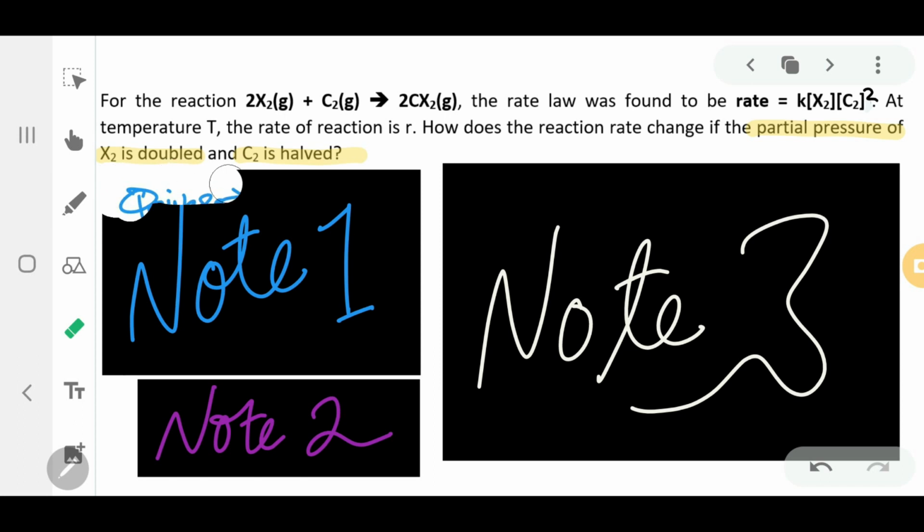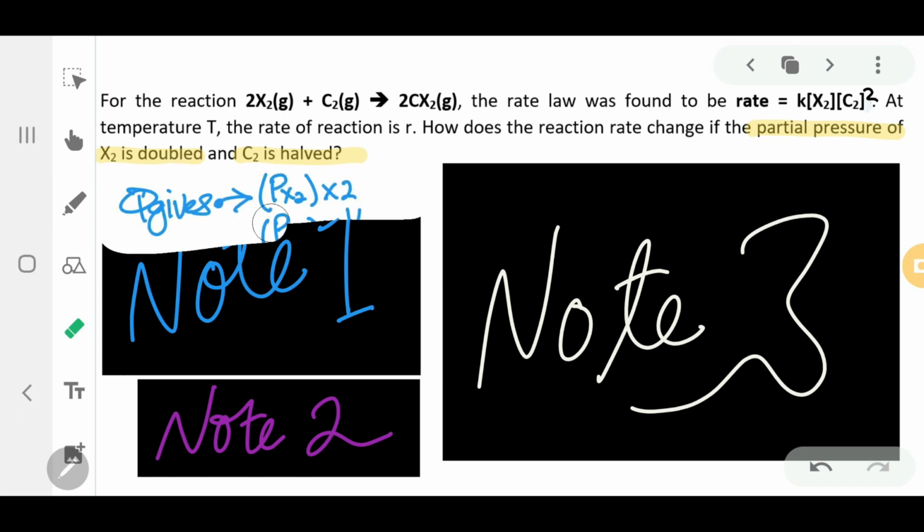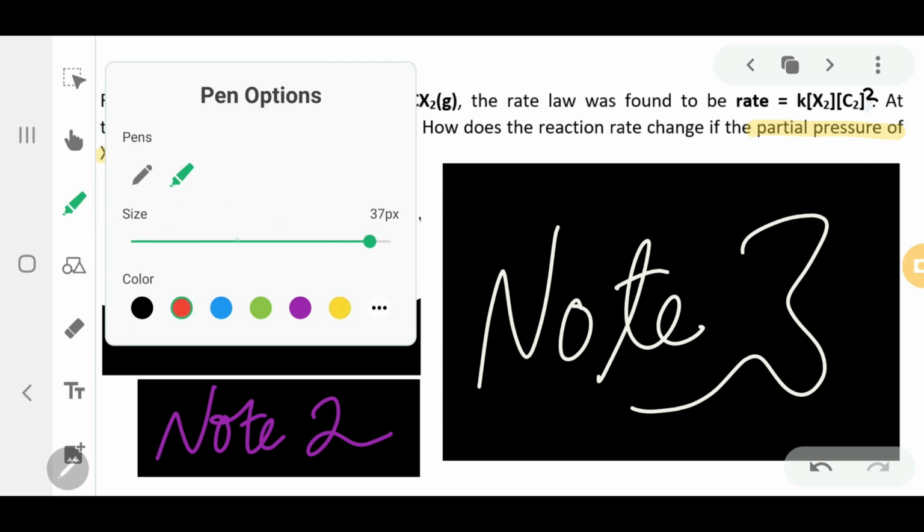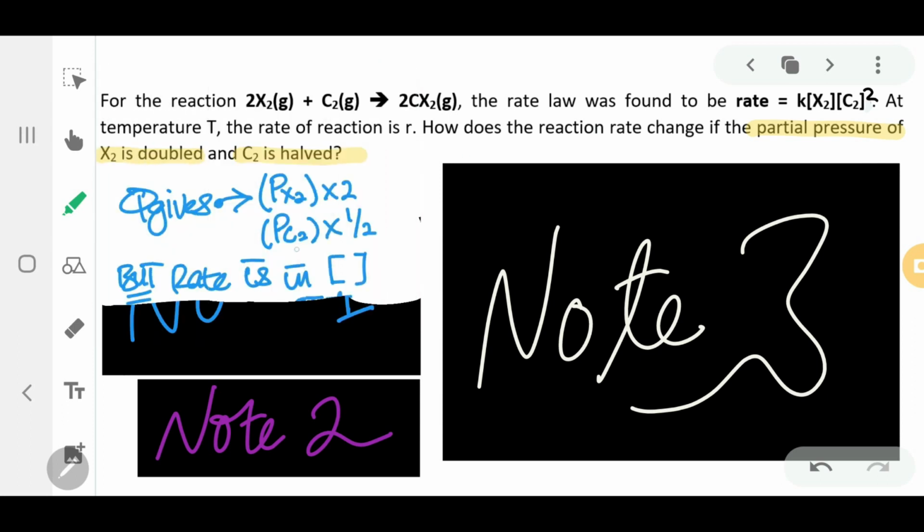So note number 1, it's going to be the same as what we have done just now. The question gives that the partial pressure of X2 gas is doubled, okay? And the partial pressure of C2 gas is going to be multiplied by half, okay? That is from what the question gives. But, again, the rate, as you can see, the rate over here is in terms of concentration, okay? Like what you have in there.